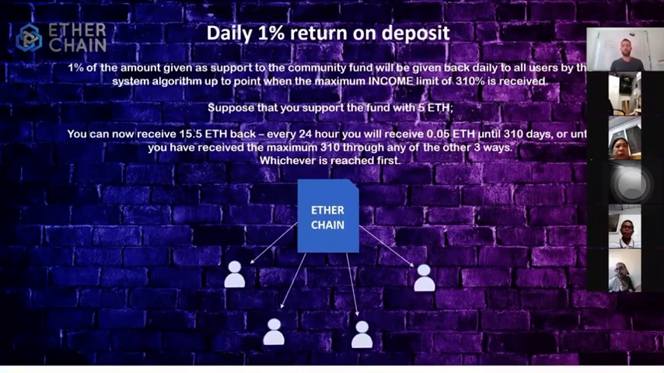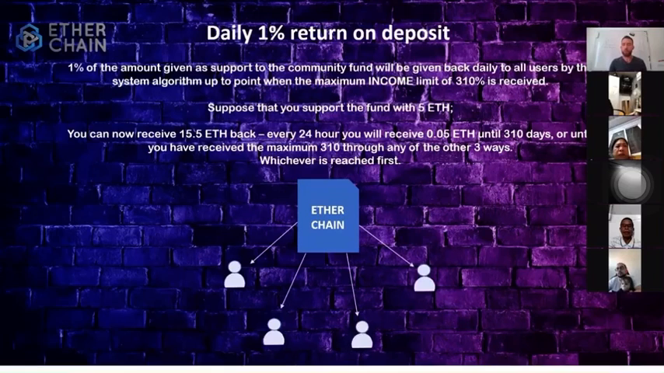Now, the daily 1% return on your deposit is pretty straightforward. It is 1% of the amount given as support to the community. It will be given back daily to all users by the system algorithm up to the point when the maximum income limit of 310% is received.